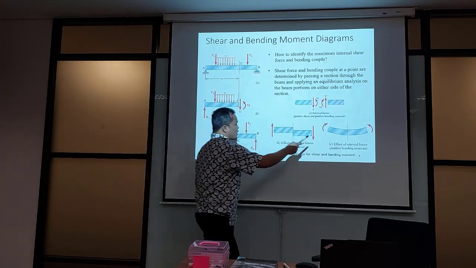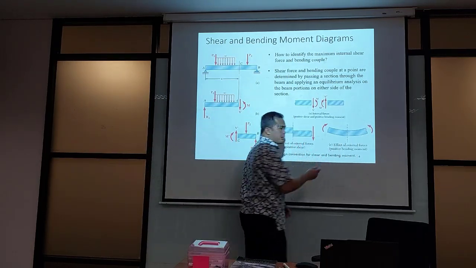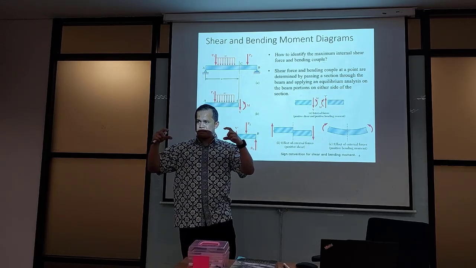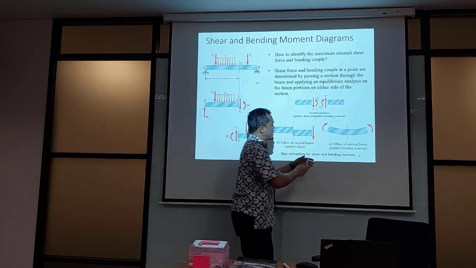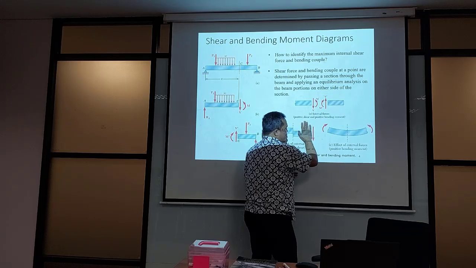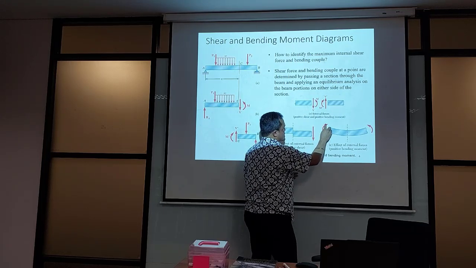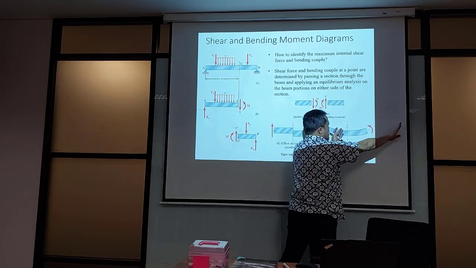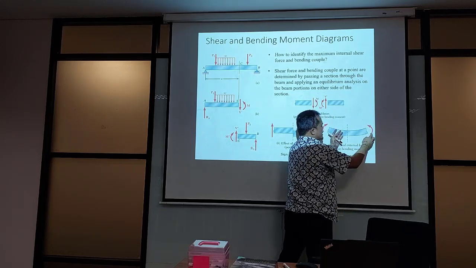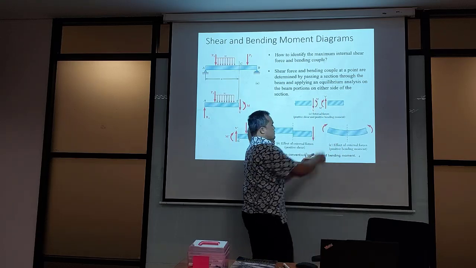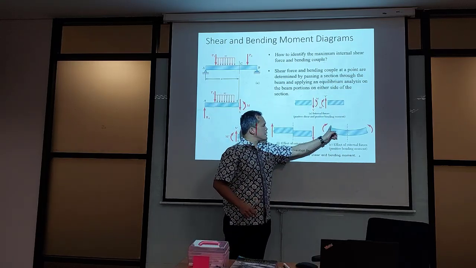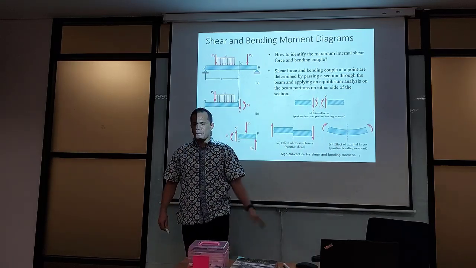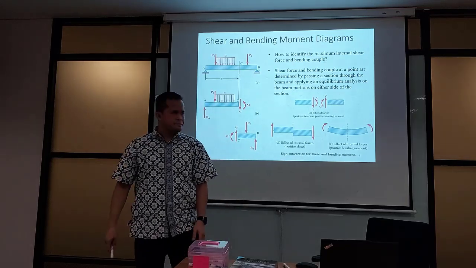Therefore, this is how you remember it. When it makes a smile shape, it is positive. Meaning when you cut from the left, you will see this is a positive one, clockwise. When you cut from the right, you will see this is counterclockwise, this one is positive. Yeah. This is how we usually remember the positive convention.